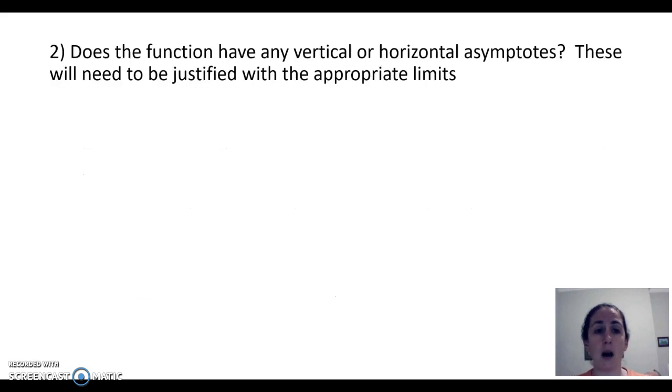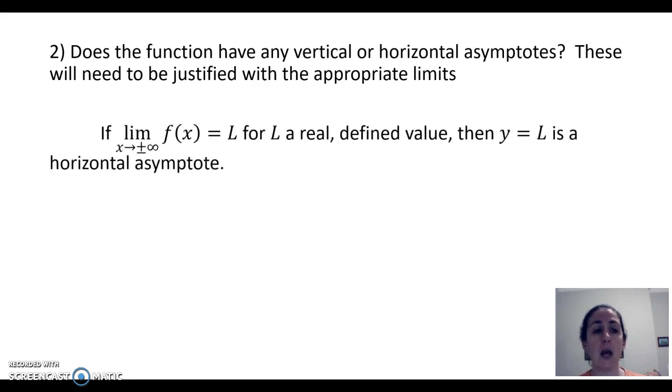Another thing we've discussed are vertical and horizontal asymptotes. So does the function have any? And you will need the appropriate limits to justify whether or not. So I'll remind you what those are. If the limit as x either shoots off to positive infinity or shoots down to negative infinity of f of x approaches a single finite value L, then y equals L is a horizontal asymptote. So as x is getting bigger and bigger in the positive direction, your function starts to level off and look almost horizontal. Or as x gets really big in the negative direction, and again, it seems to level off and be almost horizontal.